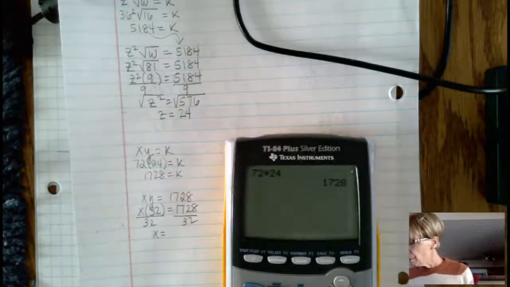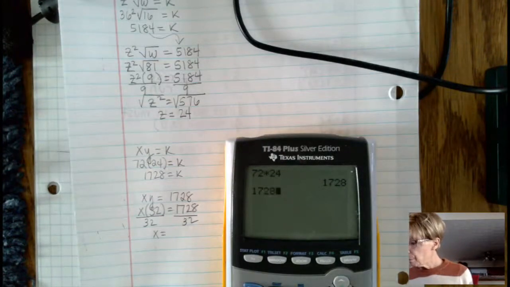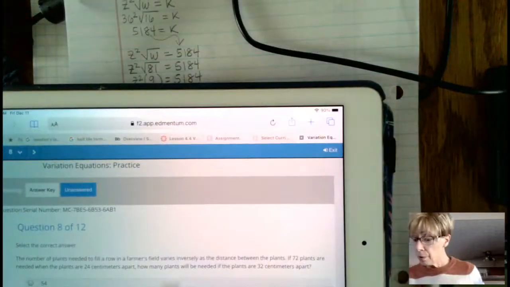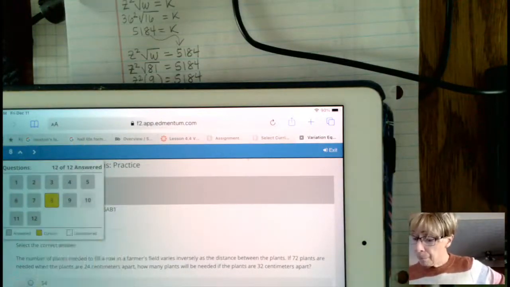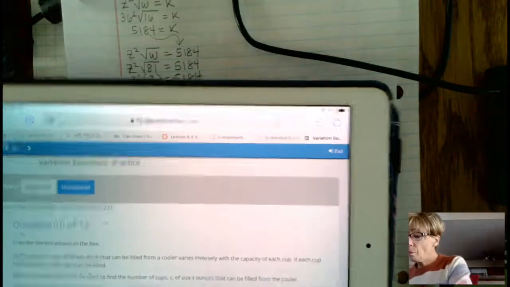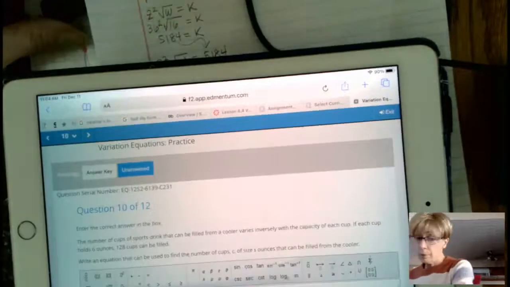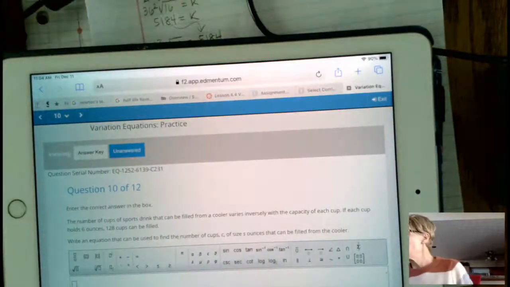If we look at another problem here, too much stuff on my table, but the number of cups of sports drink that can be filled from a cooler varies inversely with the size, and it says 128 cups can be filled. And what we want to do here is write an equation that can be used to find the number of cups C of size S.